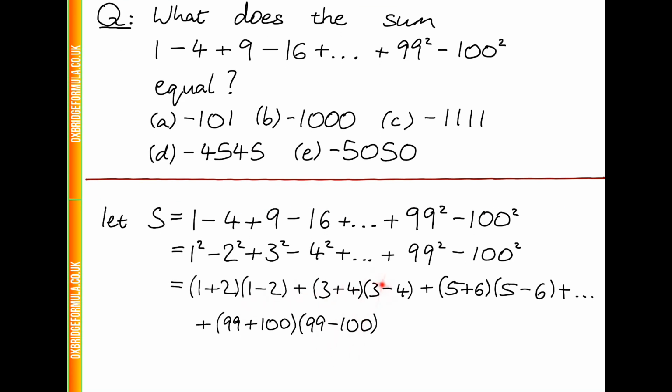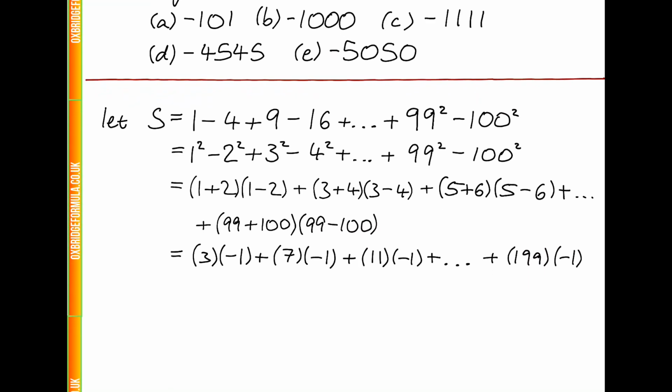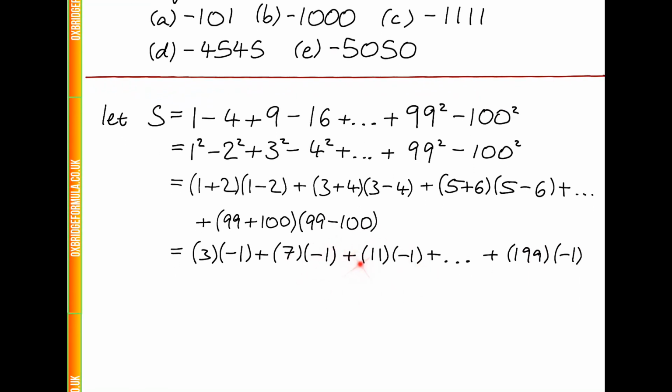So you might think that this has just made everything more complicated, but we can notice that the second one of all of these brackets is always equal to minus 1. So if we evaluate everything inside the brackets, we see that S is equal to 3 times minus 1, plus 7 times minus 1, plus 11 times minus 1, all the way up to 199 times minus 1. And therefore, we can factor out this minus 1, and we're just left with the sum 3 plus 7 plus 11 plus ... plus 199, and we need to evaluate this sum.